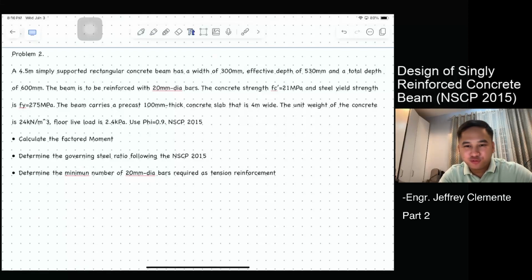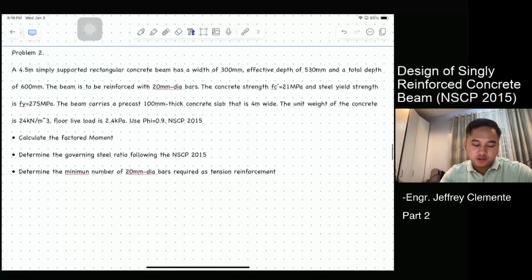For design of singly reinforced concrete beam, NSCP 2015, Part 2. So, second problem. In this problem, we have a 4.5 meter simply supported rectangular concrete beam with a width of 300 mm. Effective depth is 530 mm and total depth is 600 mm. The beam is to be reinforced with 20 mm diameter bars. The concrete strength f'c is 21 megapascal and the steel yield strength fy is 275 megapascal.